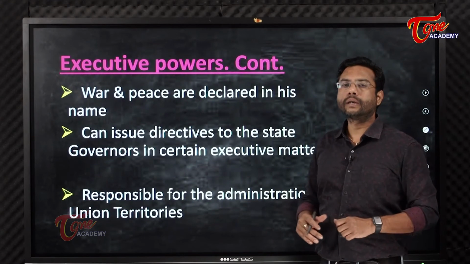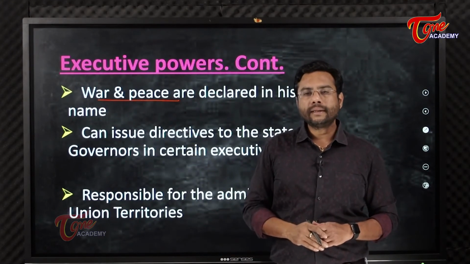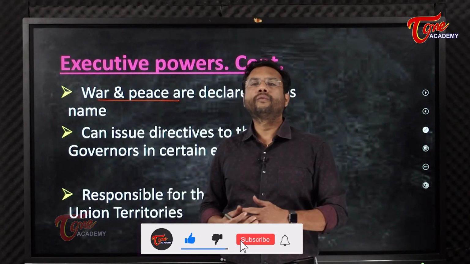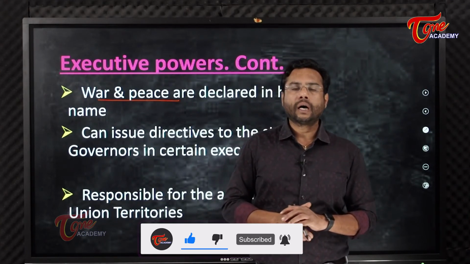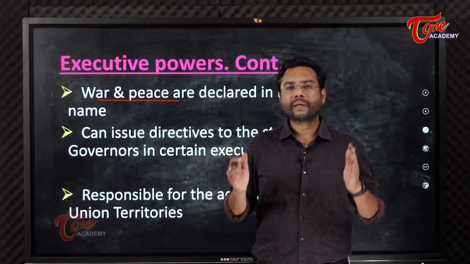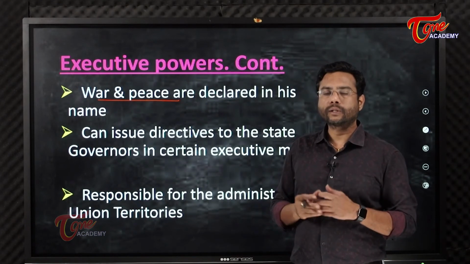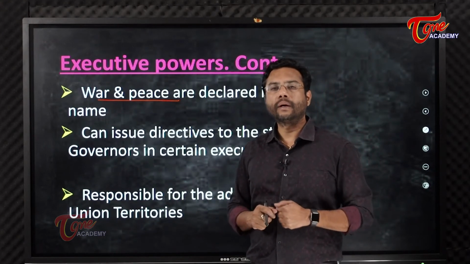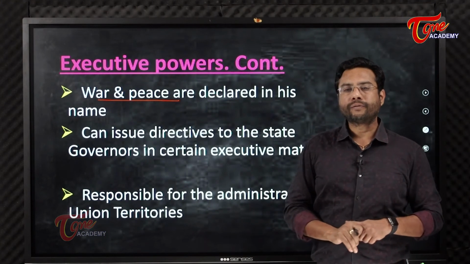Whatever war and peace is declared is in the name of the President. So if we are at war with our border countries, it should also be under the name of the President, because the President is the ultimate executive head. To make peace also, it is under the authority or the sign of the President only. Whatever peace deal happens will be under the executive of the President.